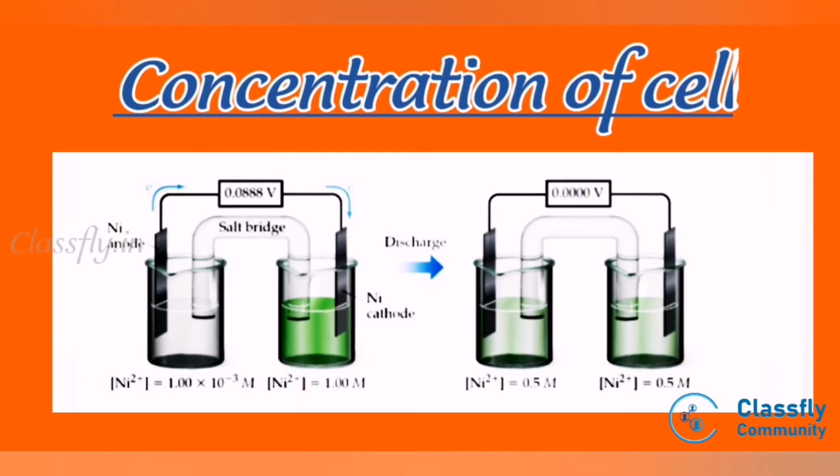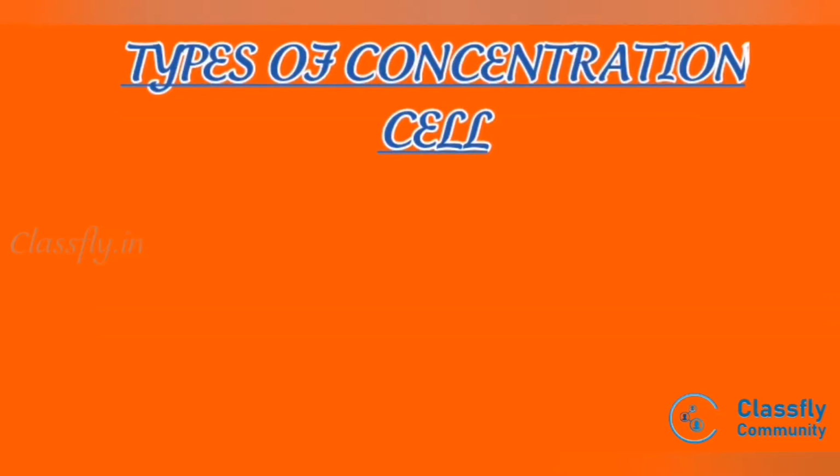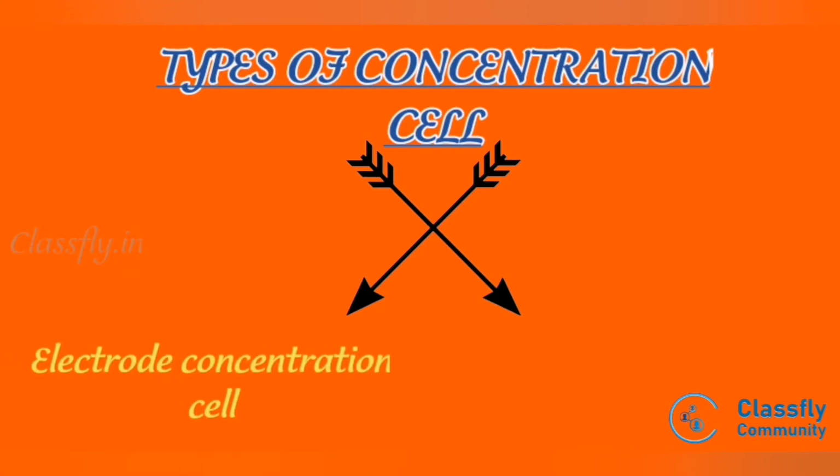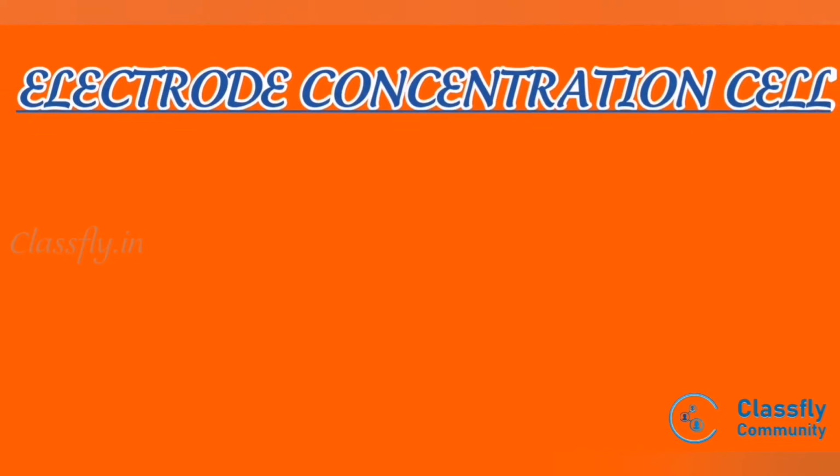Here, this picture depicts the concentration cell and its discharge process. Next, let's move on to the types of concentration cells. Concentration cells are mainly divided into two: electrode concentration cells and electrolyte concentration cells. First one, electrode concentration cell.